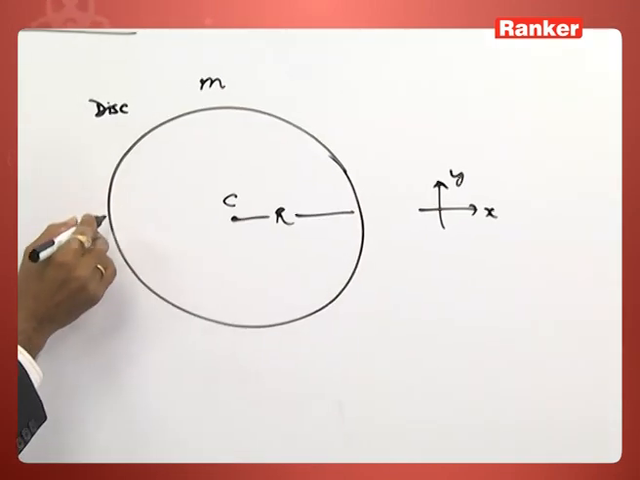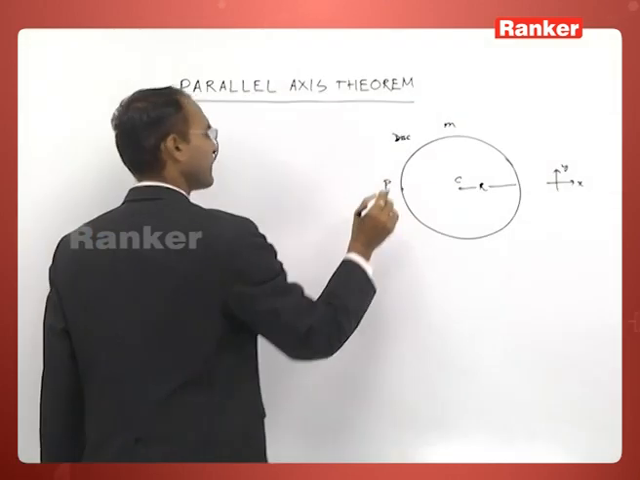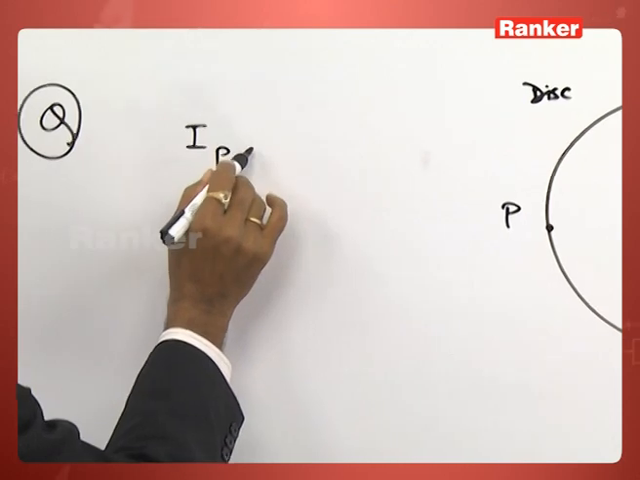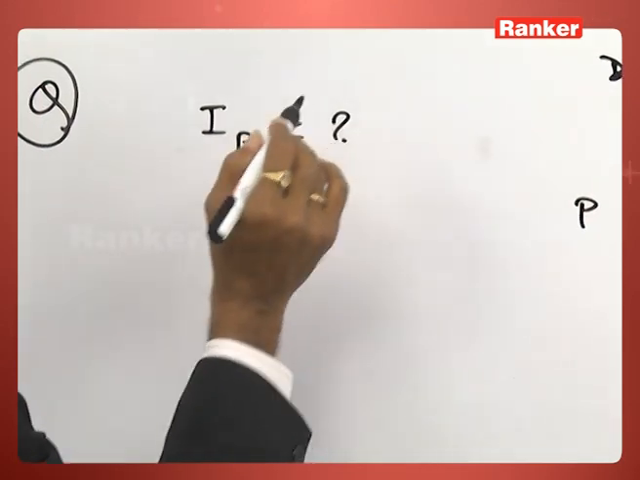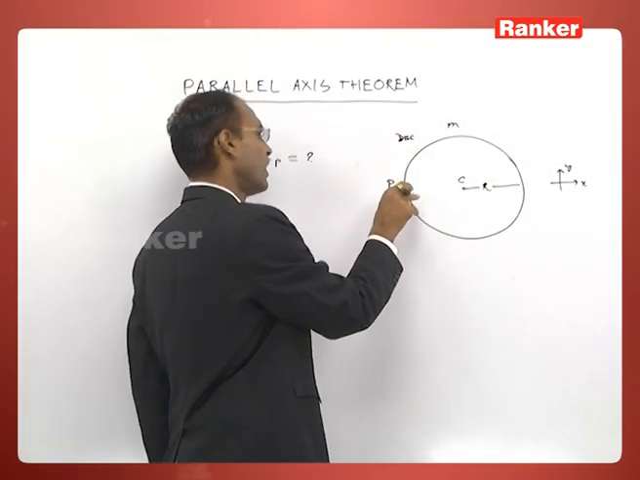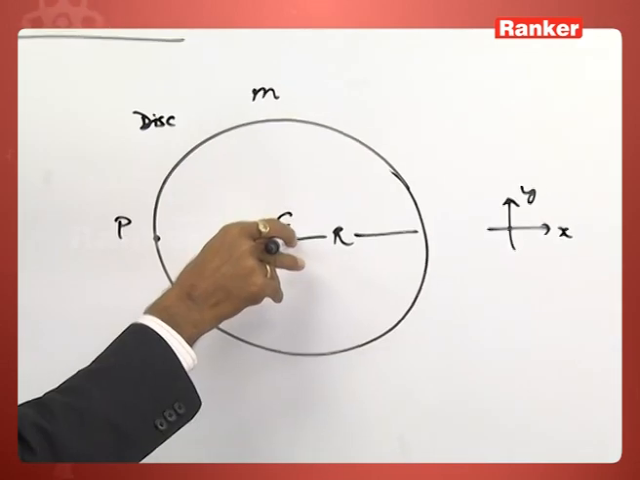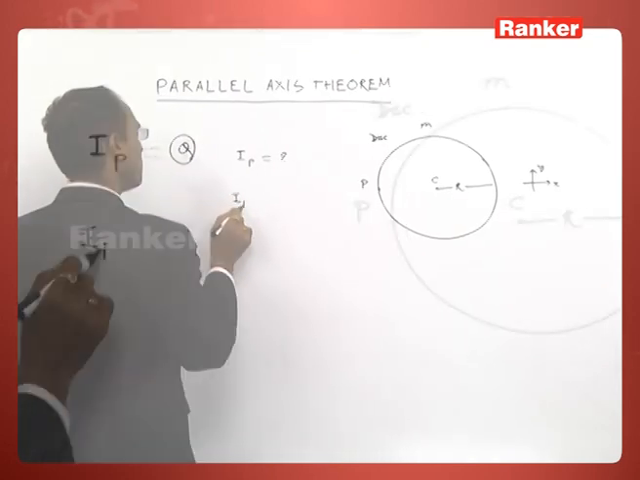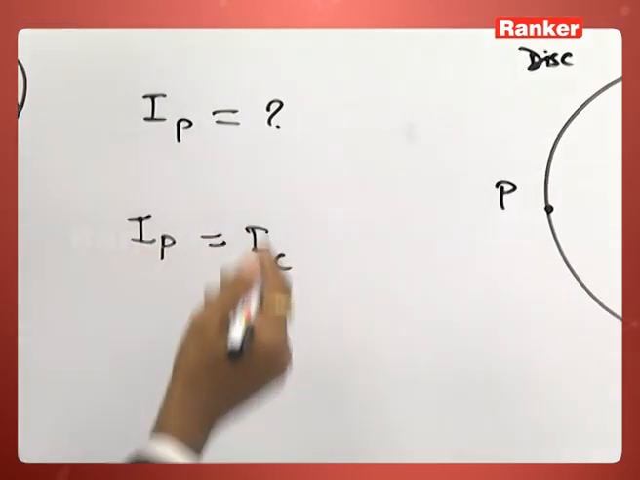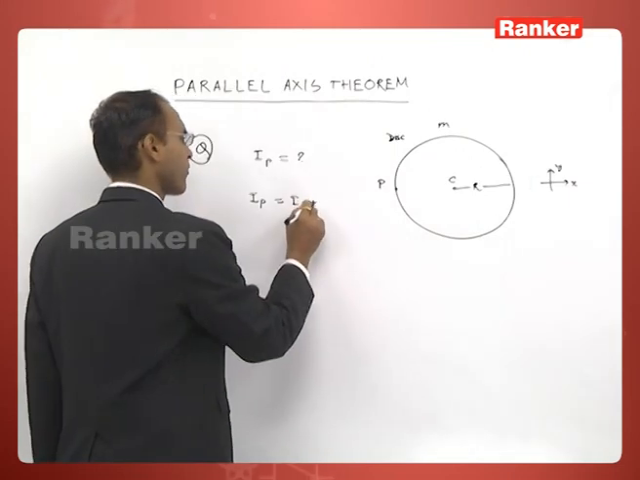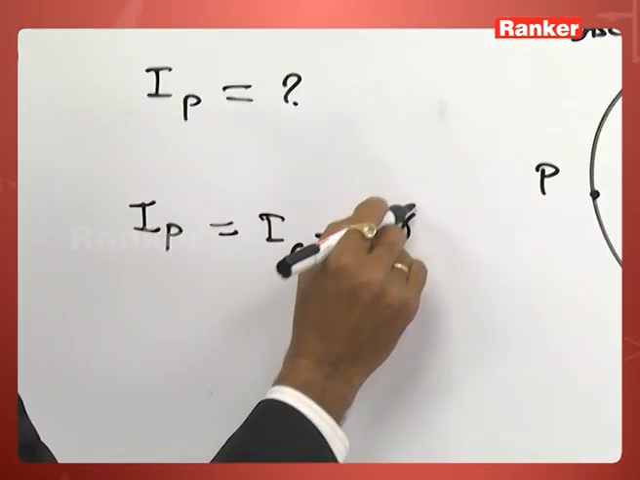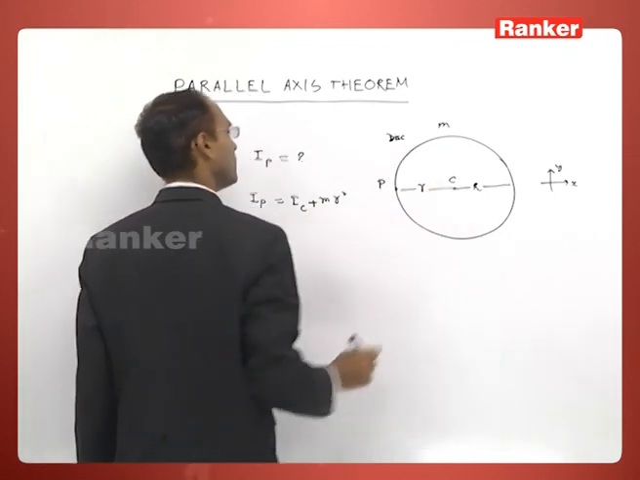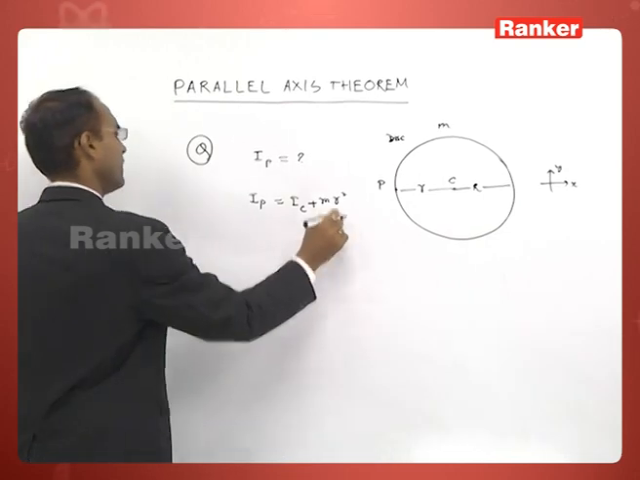This is center of mass C, this is another point P. How to calculate the moment of inertia about this point, or about the axis which is parallel to the centroidal axis? You have to use the parallel axis theorem. IP is equal to IC plus mr square, where r is the distance between two axes.